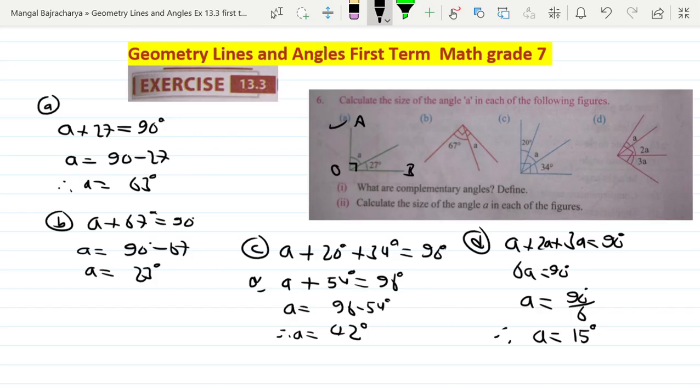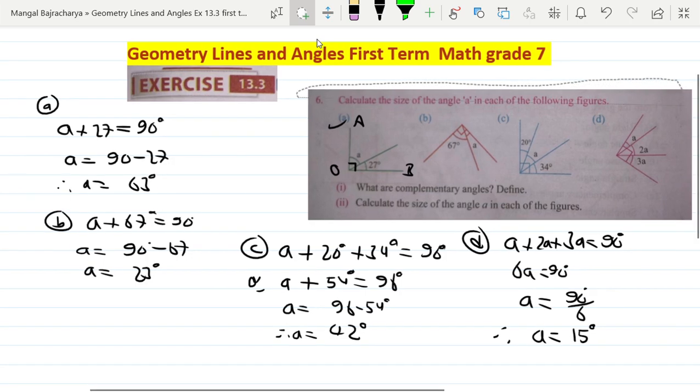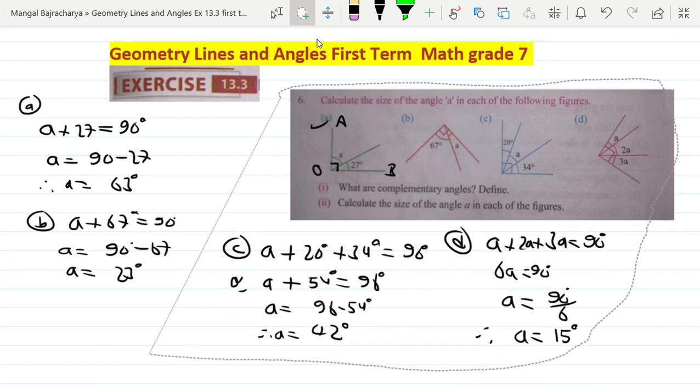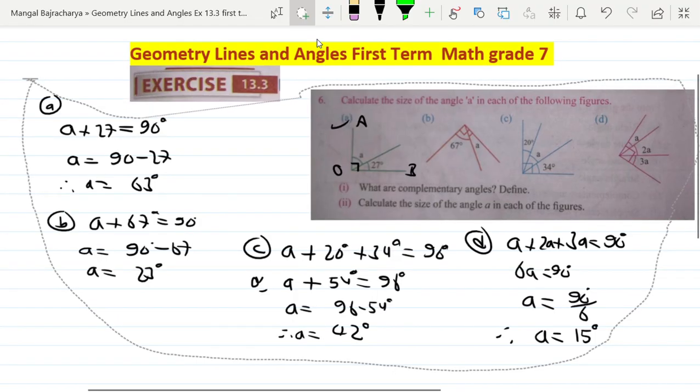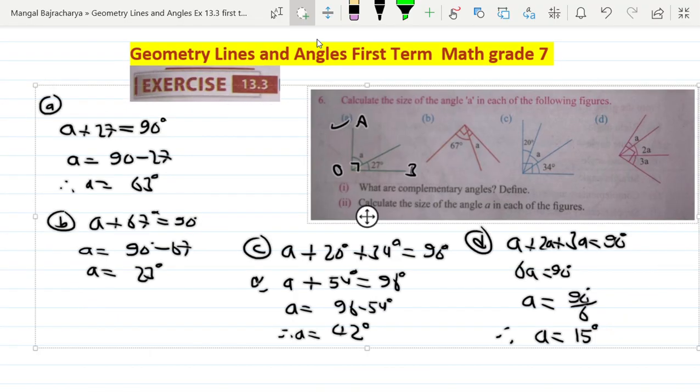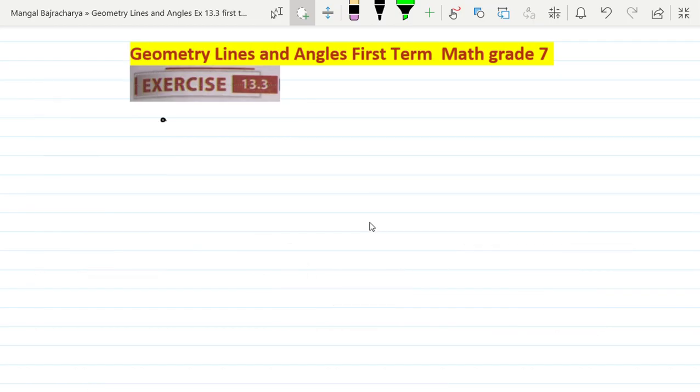So it's done for number 6, and I'll go with number 7. And before that I erase this. Number 6 I did. Now number 7.